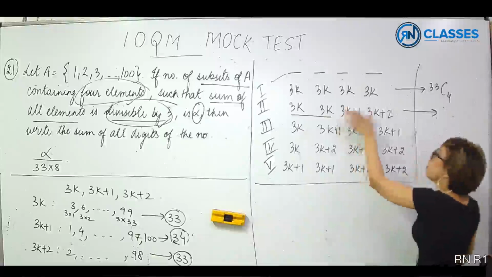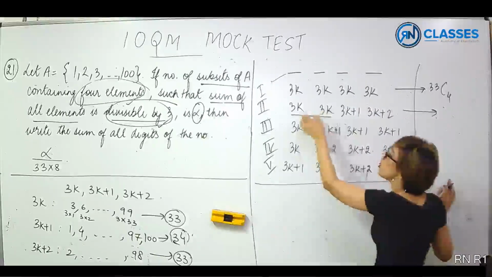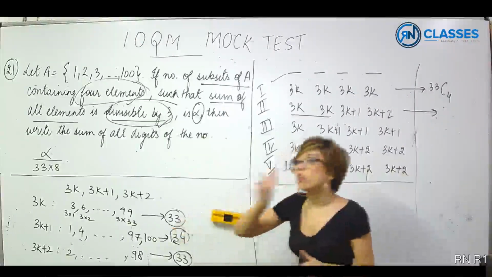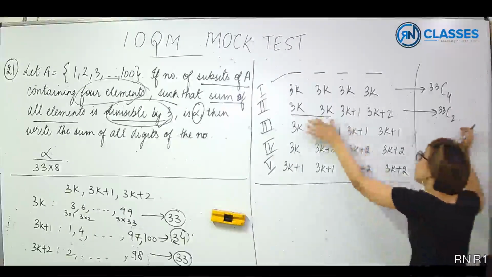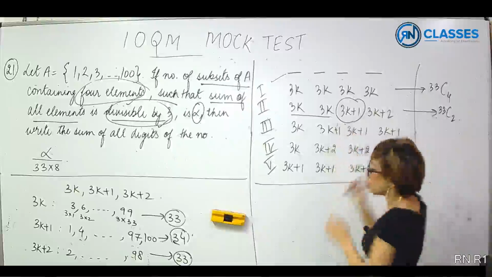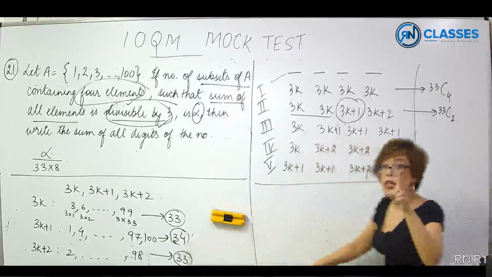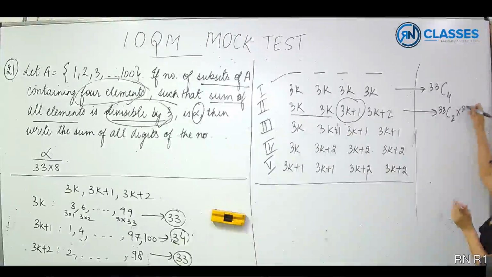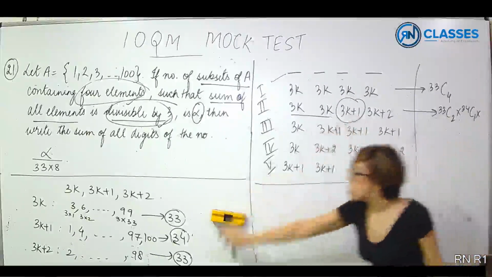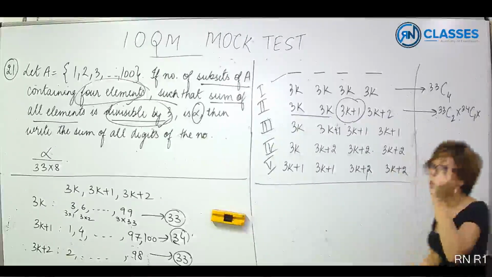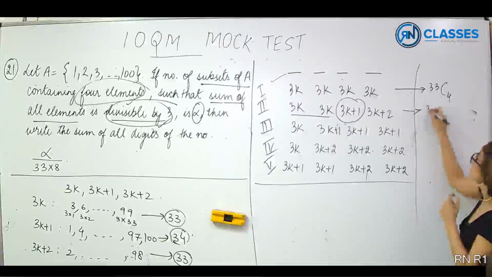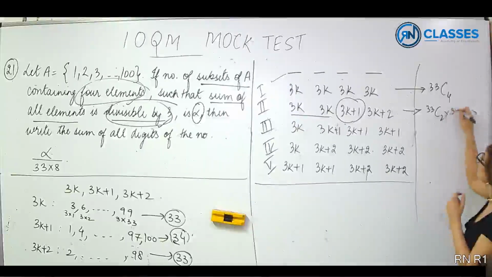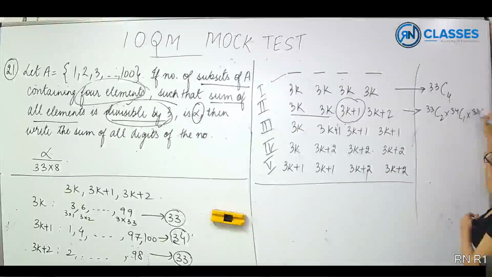1 is 3k plus 1, 1 is 3k plus 2. Right. First, let me choose 3k. Out of these 33, I need to choose 2. So, 33C2. Corresponding to this, I need to choose 3k plus 1 also. So, out of these 34, I need to choose 1. So, that is 34C1 into last 3k plus 2. Out of these 33, I need to choose just 1. So, corresponding to that, that is 33C1. Let me rewrite this again. This was 33C2 into 34C1 into 33C1.